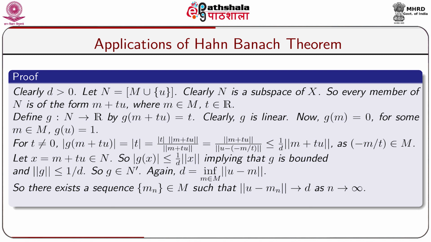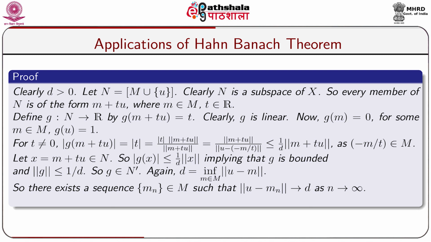So, clearly g is linear, that means g(x + y) = g(x) + g(y) for all x, y belonging to N, and g(αx) = α g(x) for all α belonging to R and for all x belonging to N.